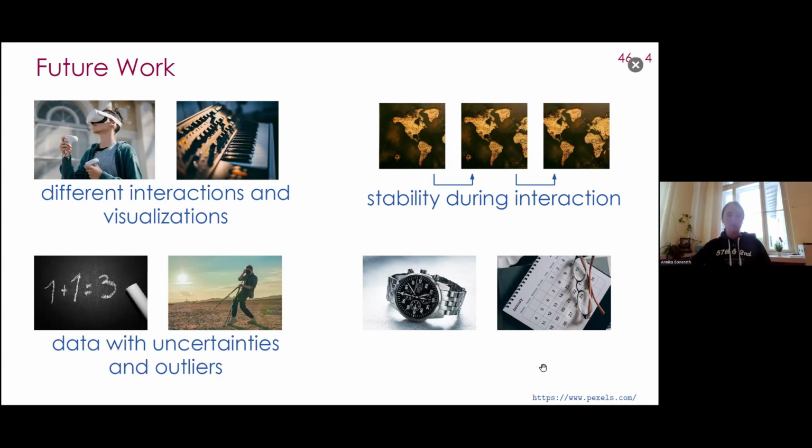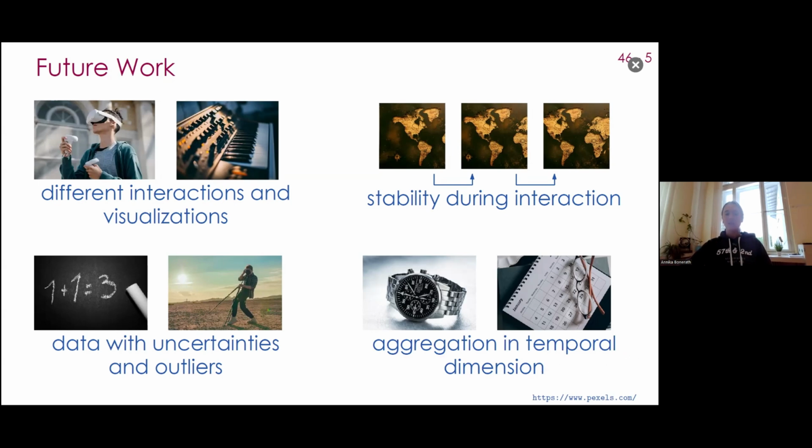This third outlook topic would be the visualization of data with uncertainties and outliers. This is not always easy because you maybe want to encode the uncertainties that you know about data, or maybe you want to know that there's an outlier in the data set and you want to visualize it, but you need to mark this data point. So this is another topic.